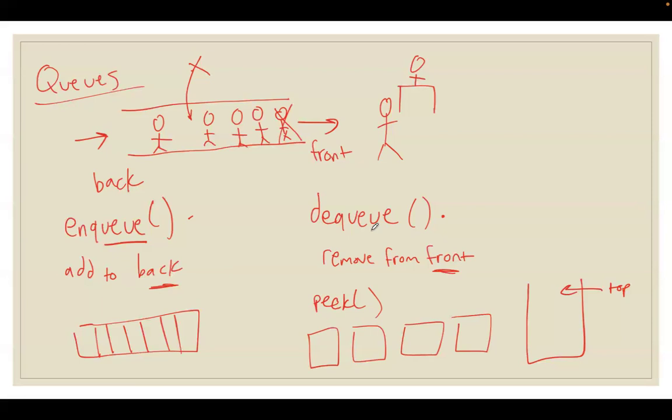Okay, what's the front of the queue? 0. The back was 10. Right? Is this wrong? Is it wrong?